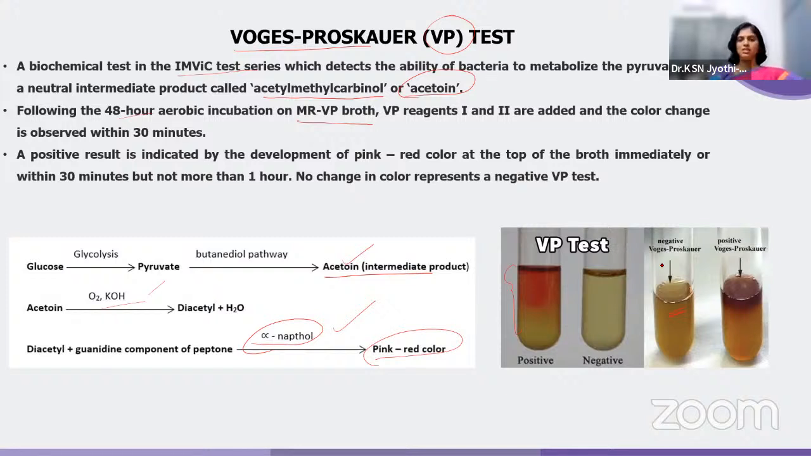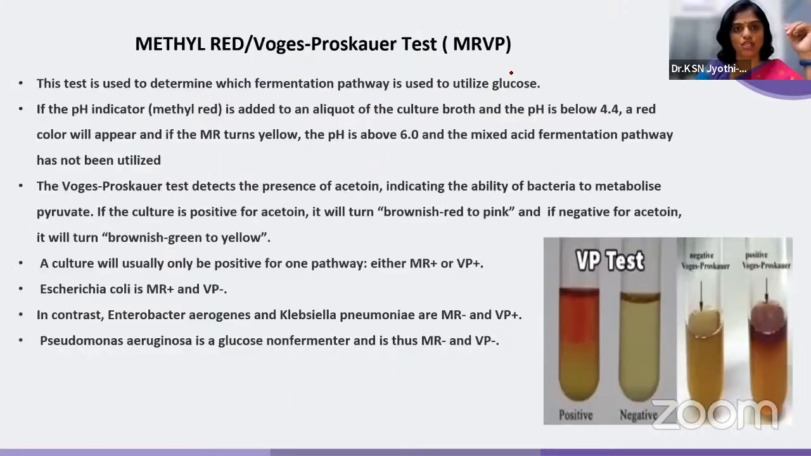So VP test is exclusively used for the detection of production of acetoin. Now, sometimes what we do is, if suppose you know that the bacteria have a combination of these two fermentation pathways you want to study, a combination of these two, that is methyl red and VP test, together there is a test that is conducted that is called an MRVP test. Instead of doing it separately, you do it together. MR turns it yellow and then VP turns it brownish green to yellow.